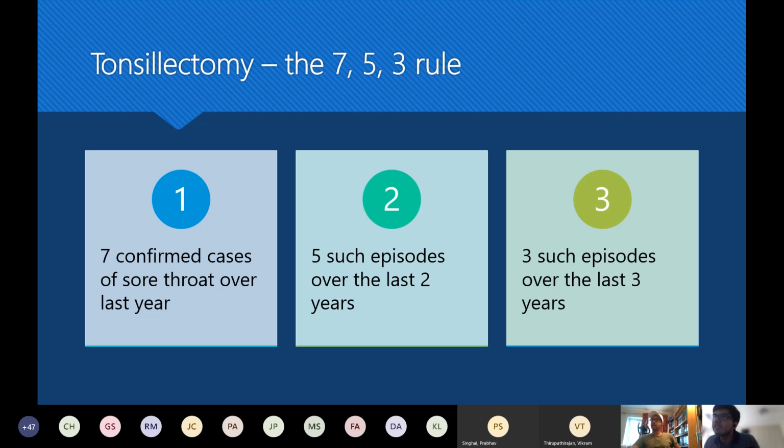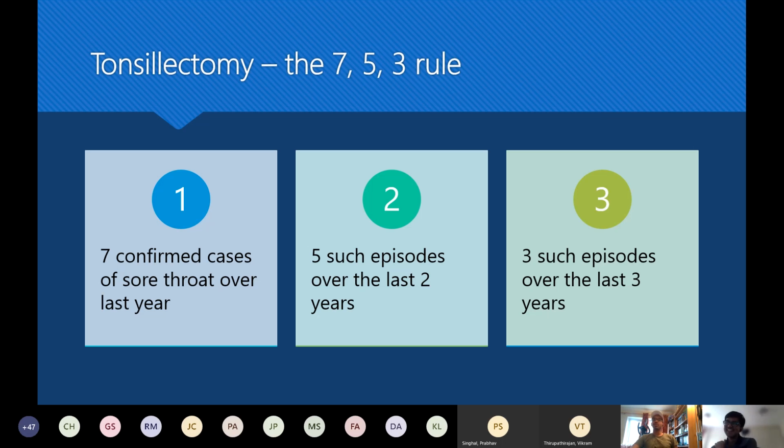Three each for a year, or three years, or three in total? So this is 3 in total. 3 in the last 3 years, 5 in the last 2 years, or 7 in the last year. It's just to show its progression over time. It's to manage waiting lists more than anything. Let's be realistic.